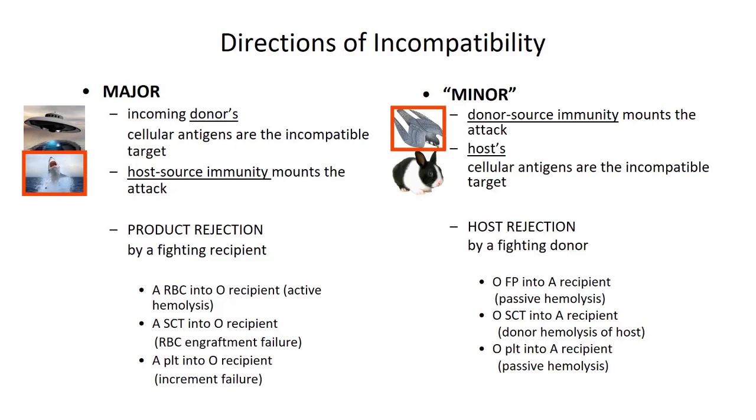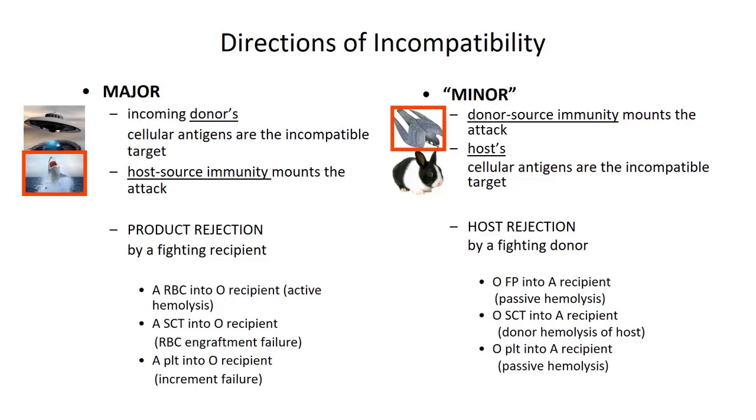Minor incompatibility, I put in quotation marks, isn't always minor because the graft can sometimes do pretty wicked harm. Minor incompatibility is when the immune factor is externally derived and coming in to the innocent host. It is not the host's fault that this is happening. The minor mismatch is a graft blame. So this is a graft that is rejecting a host. All minor incompatibilities, therefore, by definition, are examples of graft versus host encounters.